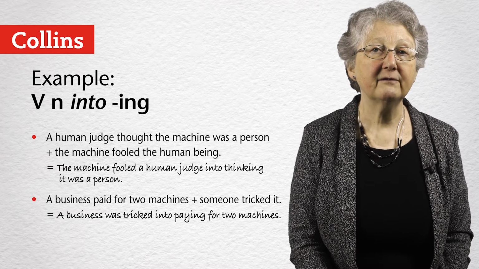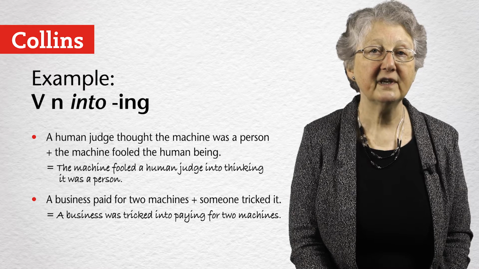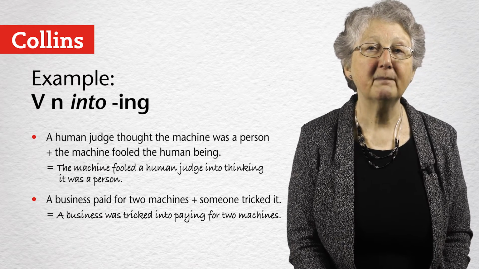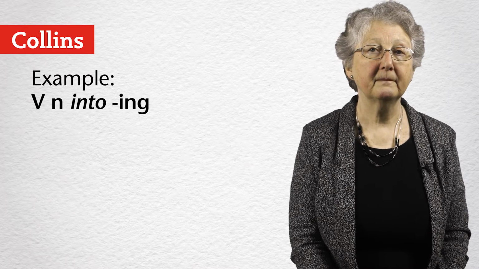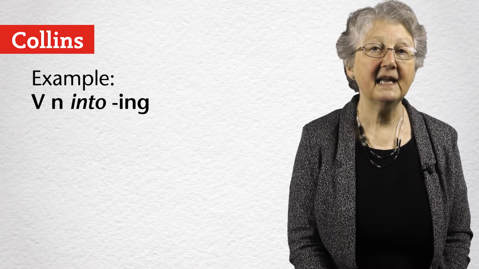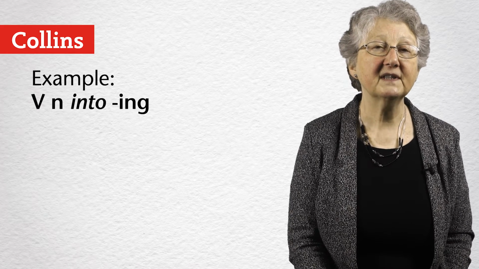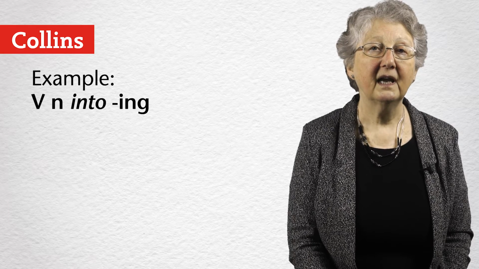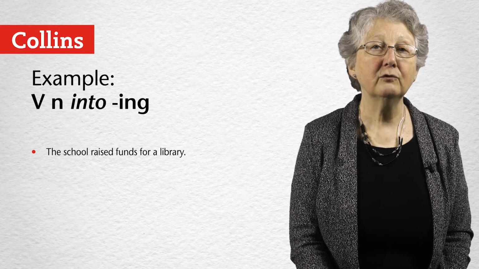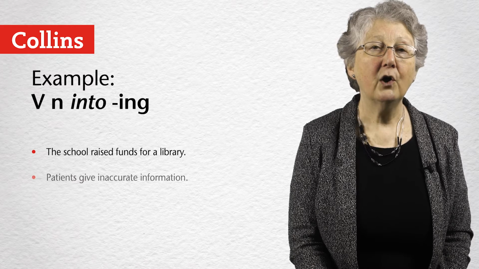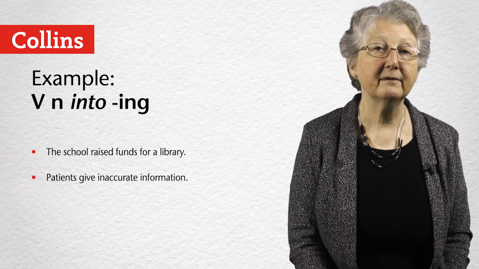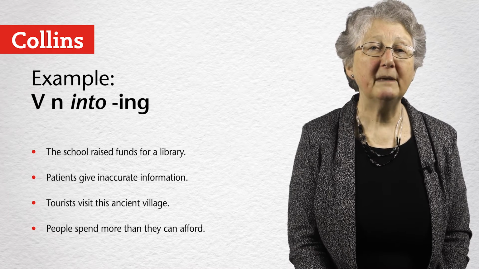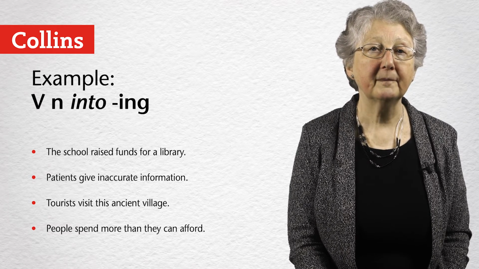And a business paid for two machines, someone tricked it. We can make this passive, a business was tricked into paying for two machines. Following on the passive, the next set of examples just give us the result of the persuasion. For example, the school raised funds for a library, or patients give inaccurate information, or tourists visit this ancient village, or people spend more than they can afford.